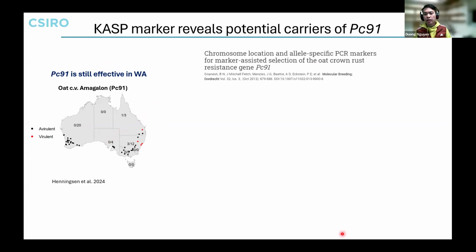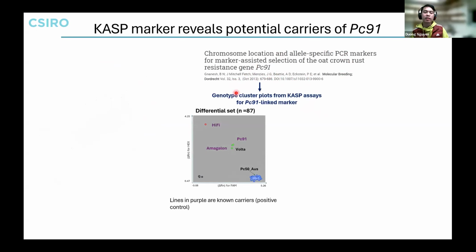To do that, we looked at the literature and found a paper published by Nguyen in which he identified a key QTL linked to the PC91 location using three different biparental populations, and the marker linked to the PC91 key QTL was already converted into a CAPS assay. So in this project, we're testing different markers and identifying markers that are very specific for the PC91 carrier.